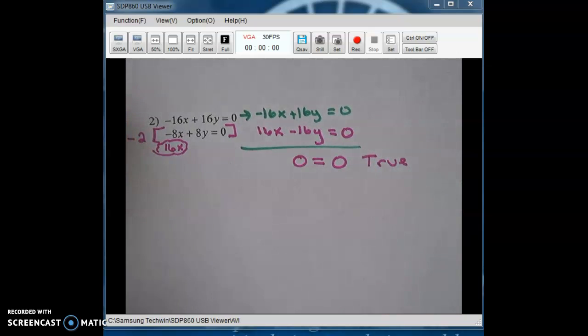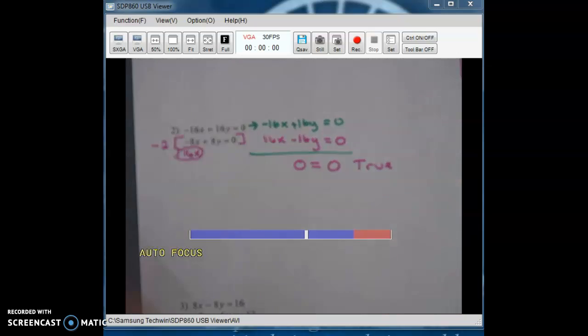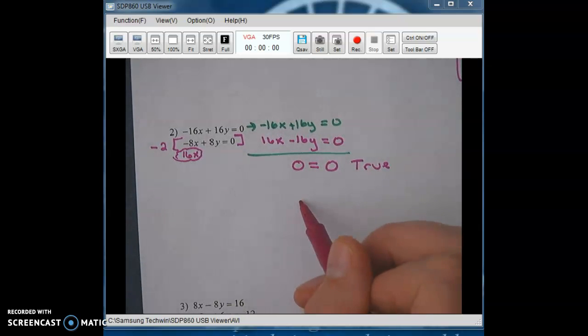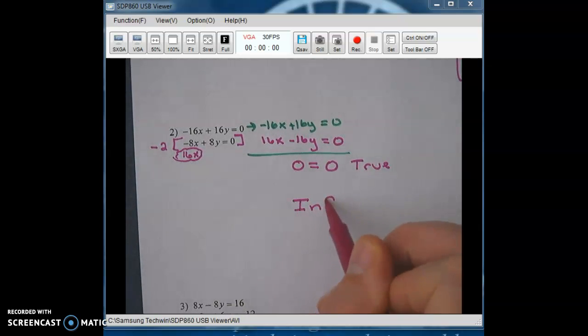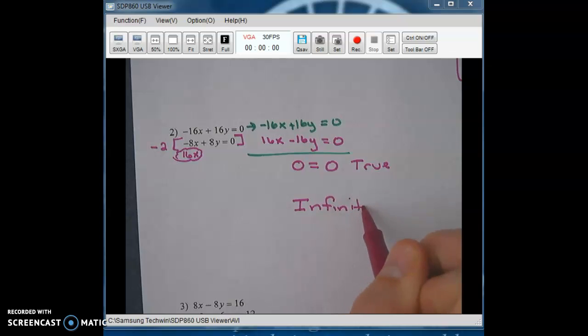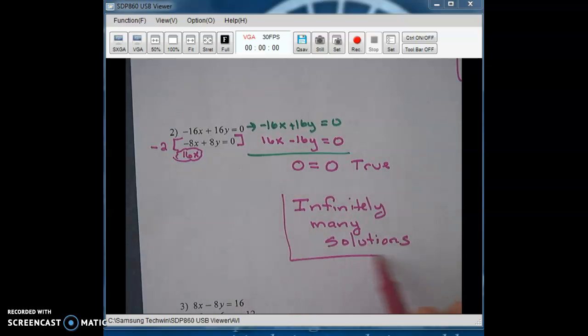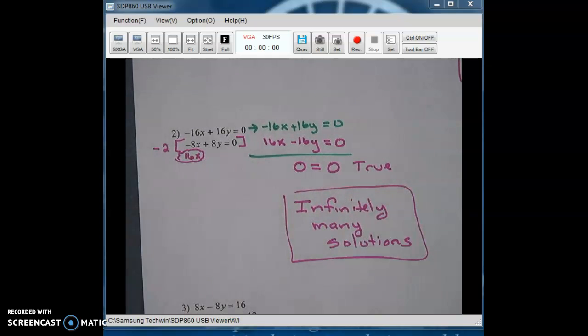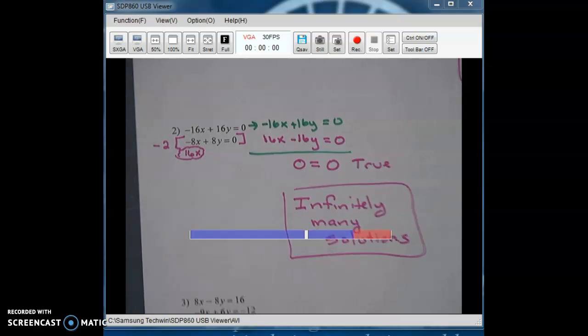In true statements, we usually say all solutions are all real numbers. With systems, we're going to say there's infinitely many solutions. And I want to talk about why we use the word infinitely many versus all solutions. All solutions could work depending on what you mean by that, but most texts talk about this idea of infinitely many solutions.